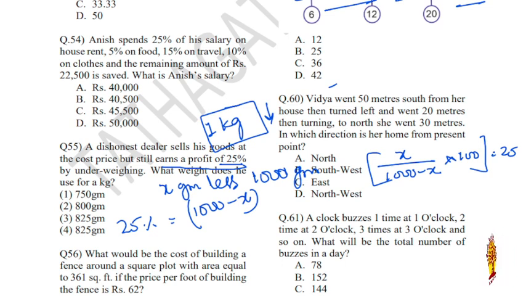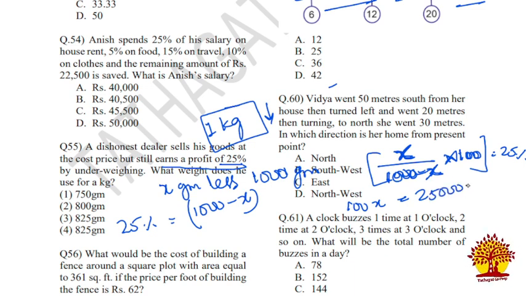If you solve this equation: x is the difference amount, and the weight used is 1000 minus x. x divided by (1000 minus x) into 100 is equal to 25%, the profit he gains. Then solving, you get 100x equal to 25,000 minus 25x. 100 into x, 100x, is equal to 25 into 1000, 25,000, minus 25x.